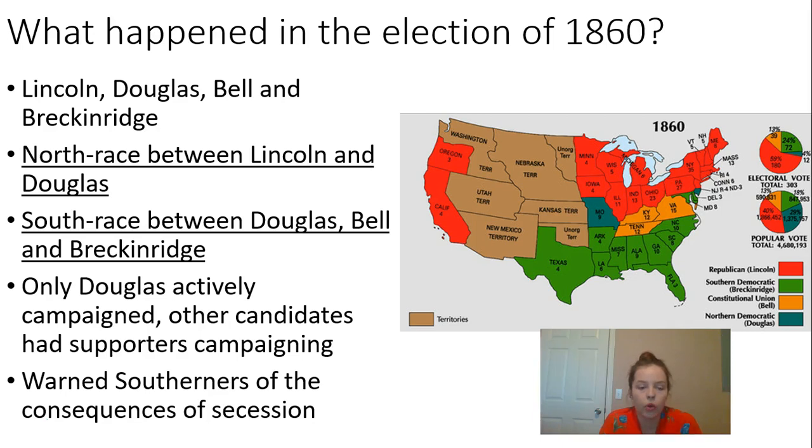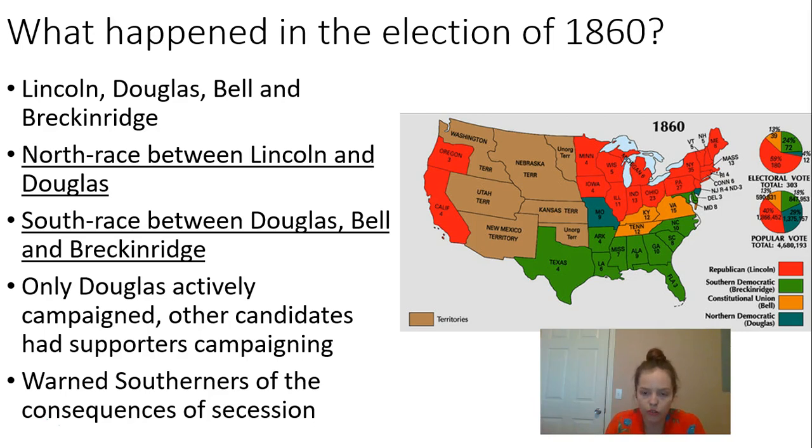However, in the North, it was only a race between Lincoln and Douglas, whereas in the South, it was really only a race between Douglas, Bell, and Breckinridge. So no chance of Lincoln winning in the South. We see that it was only Douglas who actively campaigned. The other candidates had supporters campaigning for them, but it was only Douglas who publicly spoke and publicly made statements about his campaign. Douglas even went as far to warn Southerners of the consequences of secession, so Douglas was a bit bold in that sentiment.